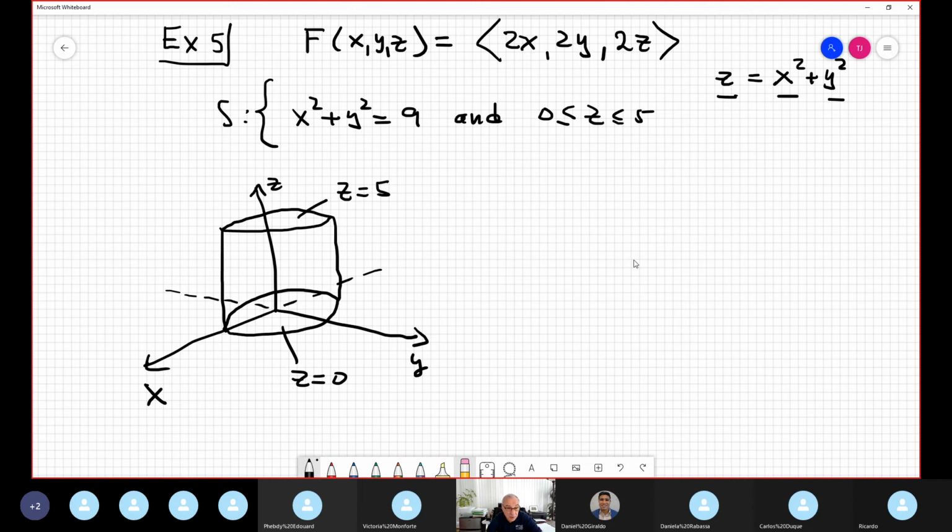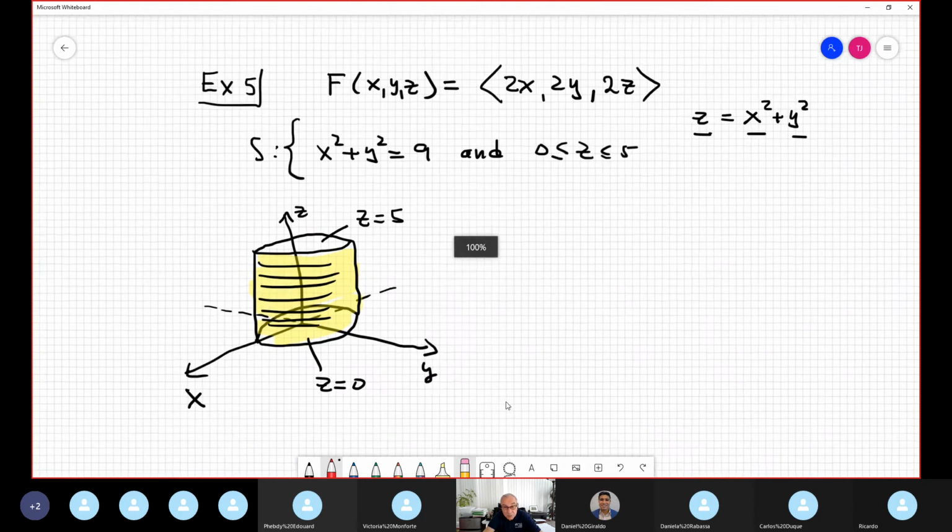But I only want to compute the flux, not in the closed solid. That is after. Only on the lateral wall, the lateral face of this, the yellow part. Not that part, not that part, and not that part. Only the yellow part.